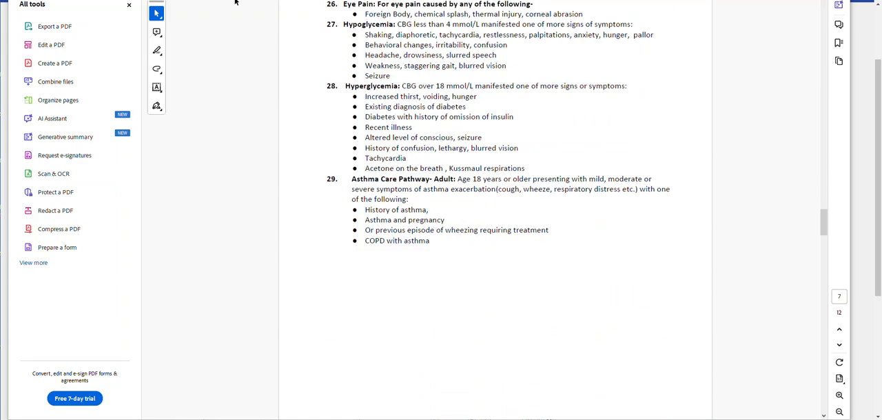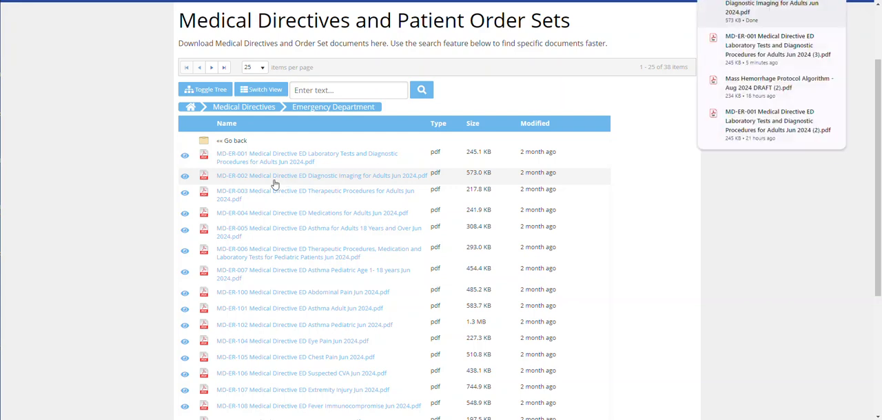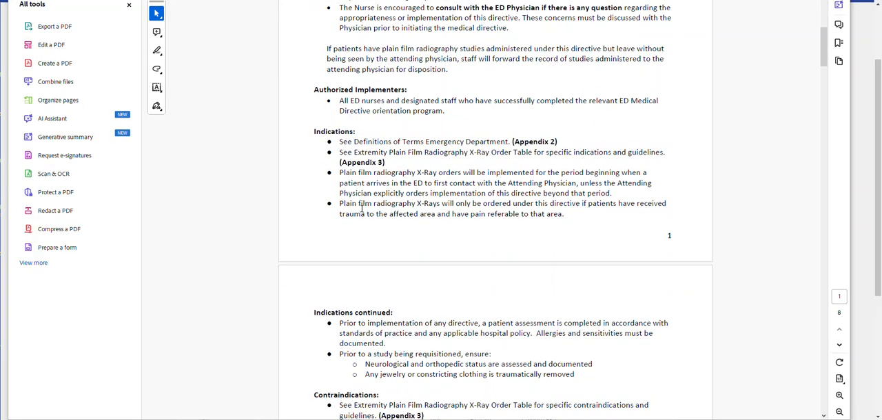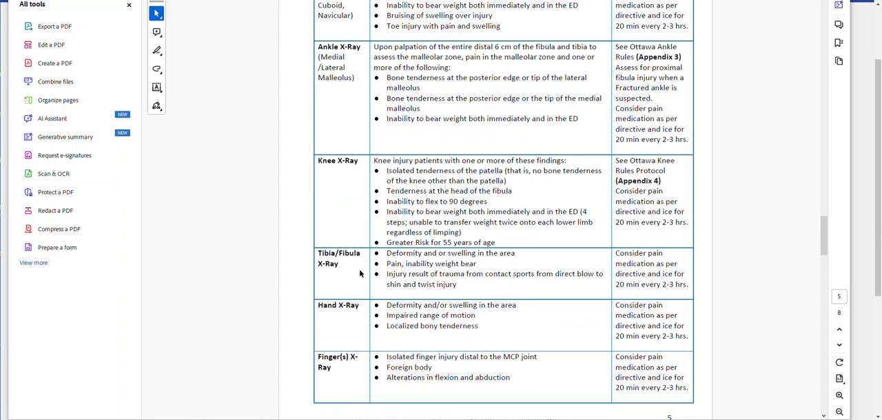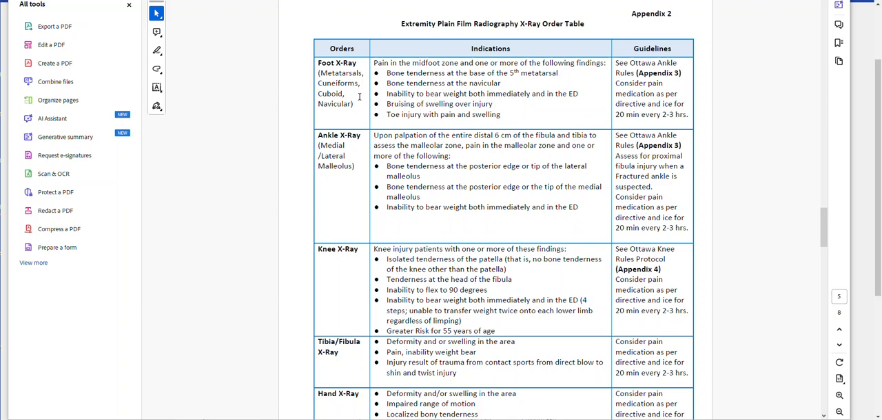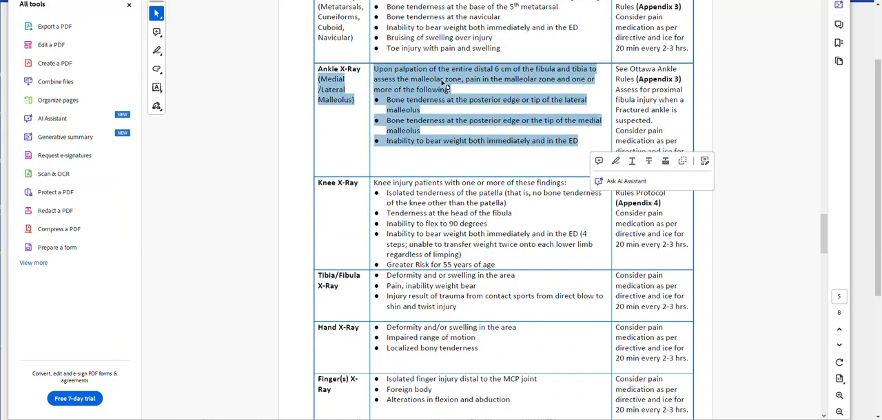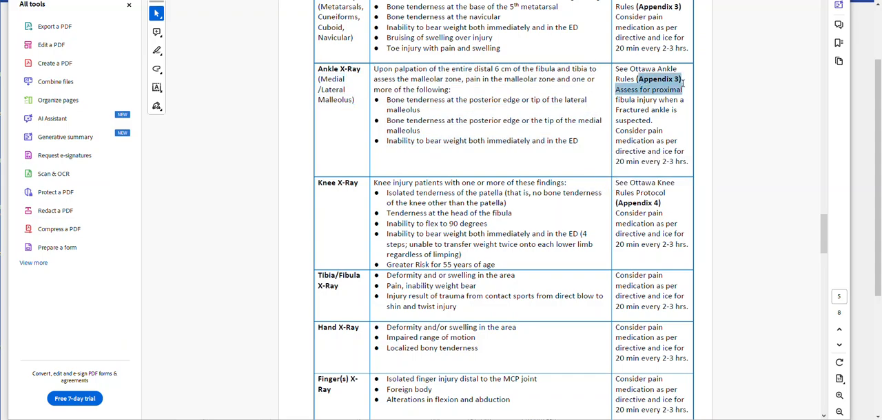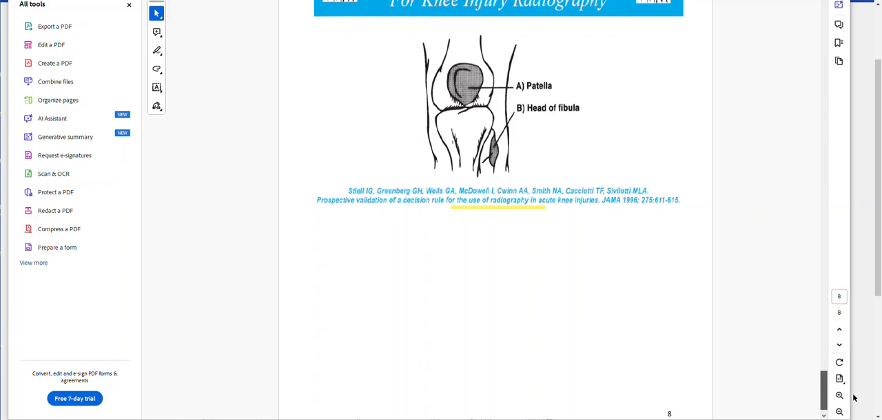The other one, so in the imaging directives, if we go to the imaging directives, they're basically broken down by body part later in the directive here. So if you've got a foot x-ray, these are the indications for your foot x-ray. So these are all under the core directives. An ankle x-ray, then these are the things that you meet. The ankle one, so if you look at Appendix 3, there's the Ottawa ankle rules, which is down here. So the Ottawa ankle rules and the Ottawa knee rules.